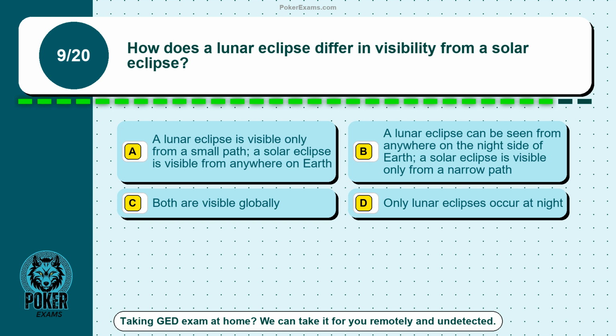Question 9. How does a lunar eclipse differ in visibility from a solar eclipse? Option A. A lunar eclipse is visible only from a small path, a solar eclipse is visible from anywhere on Earth. Option B. A lunar eclipse can be seen from anywhere on the night side of Earth, a solar eclipse is visible only from a narrow path. Option C. Both are visible globally. Option D. Only lunar eclipses occur at night.